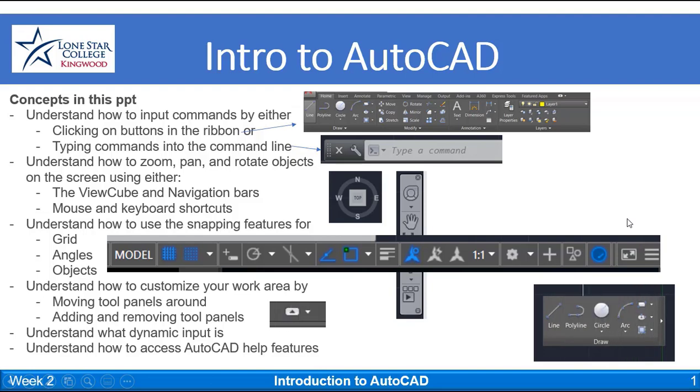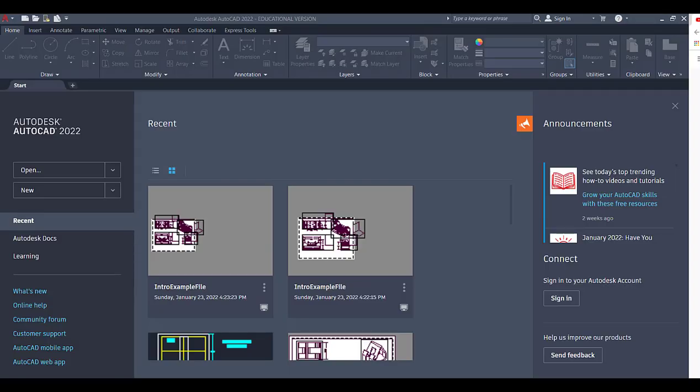So we'll go through how to customize your work area, make the buttons large or small, move panels of tools around, and just some of the basics of walking around all of this stuff in AutoCAD. When you first open AutoCAD up, you'll notice a few differences in the opening 2022 screen. Changed around a little bit from the last version.